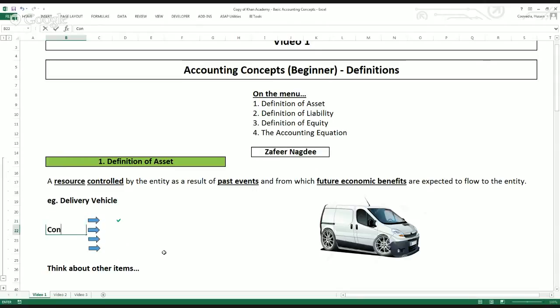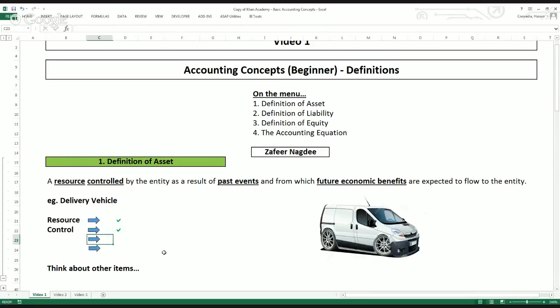We then look at the concept of control. Control relates to the concept that says we control or we exclusively have access to the future economic benefits that would come from this delivery vehicle. So nobody else could come into our business and say, hey, buddy, I'm using your motor vehicle. I'm going to make deliveries whether you like it or not. It's our vehicle. We maintain exclusive control over those benefits, and only we can make the deliveries as and when we need to.